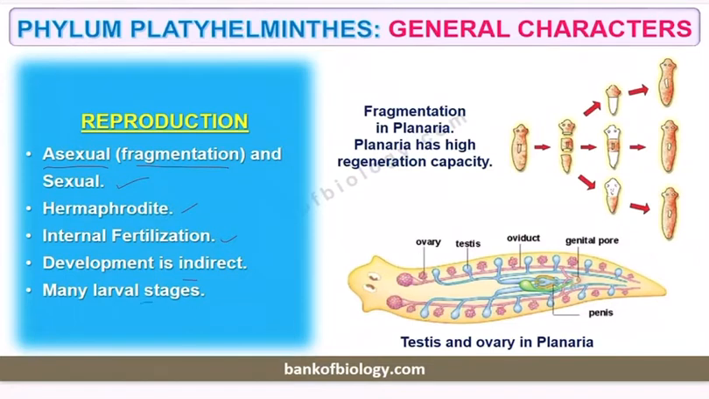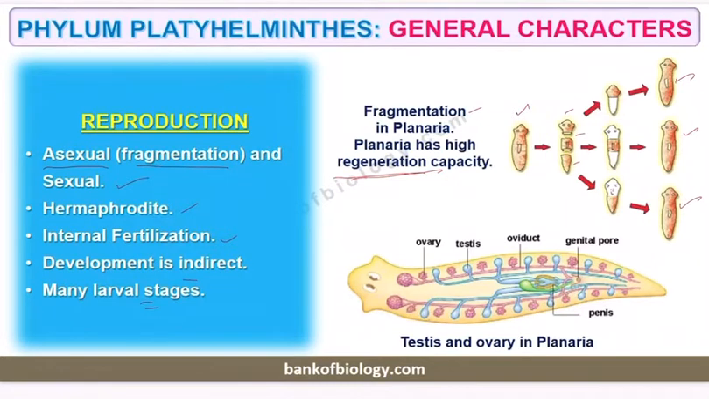How about reproduction? Reproduction, again asexual reproduction in the form of fragmentation has reappeared, and sexual reproduction continues. Animals are monoecious, hermaphrodite, internal fertilization, and development is indirect. Many larval stages will be there. Like you can see the fragmentation in planaria, it's known for that. Planaria has high regeneration capacity.